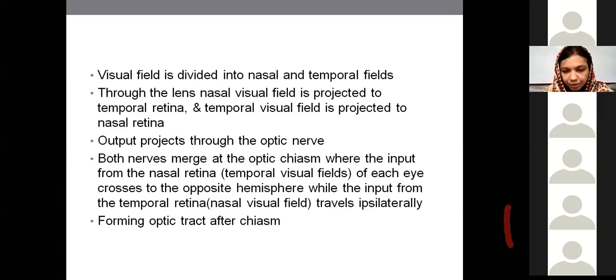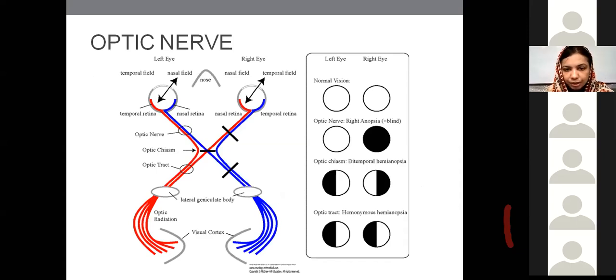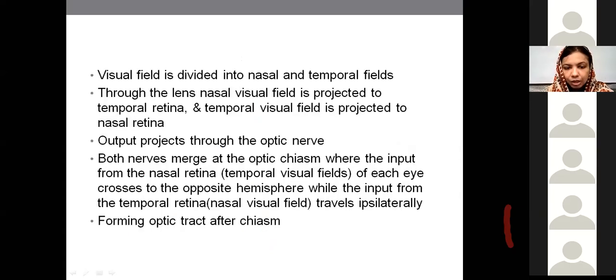Output projects through the optic nerve. Both nerves merge at the optic chiasm, where the input from the nasal retina of each eye crosses to the opposite hemisphere, while the input from the temporal retina travels ipsilaterally. So both pathways merge together. This is basically the optic nerve, right? Now what happened? At the chiasm, the nasal fibers cross, while the temporal fibers move ipsilaterally. Only the nasal fibers cross at the chiasm, forming the optic tract after the chiasm.